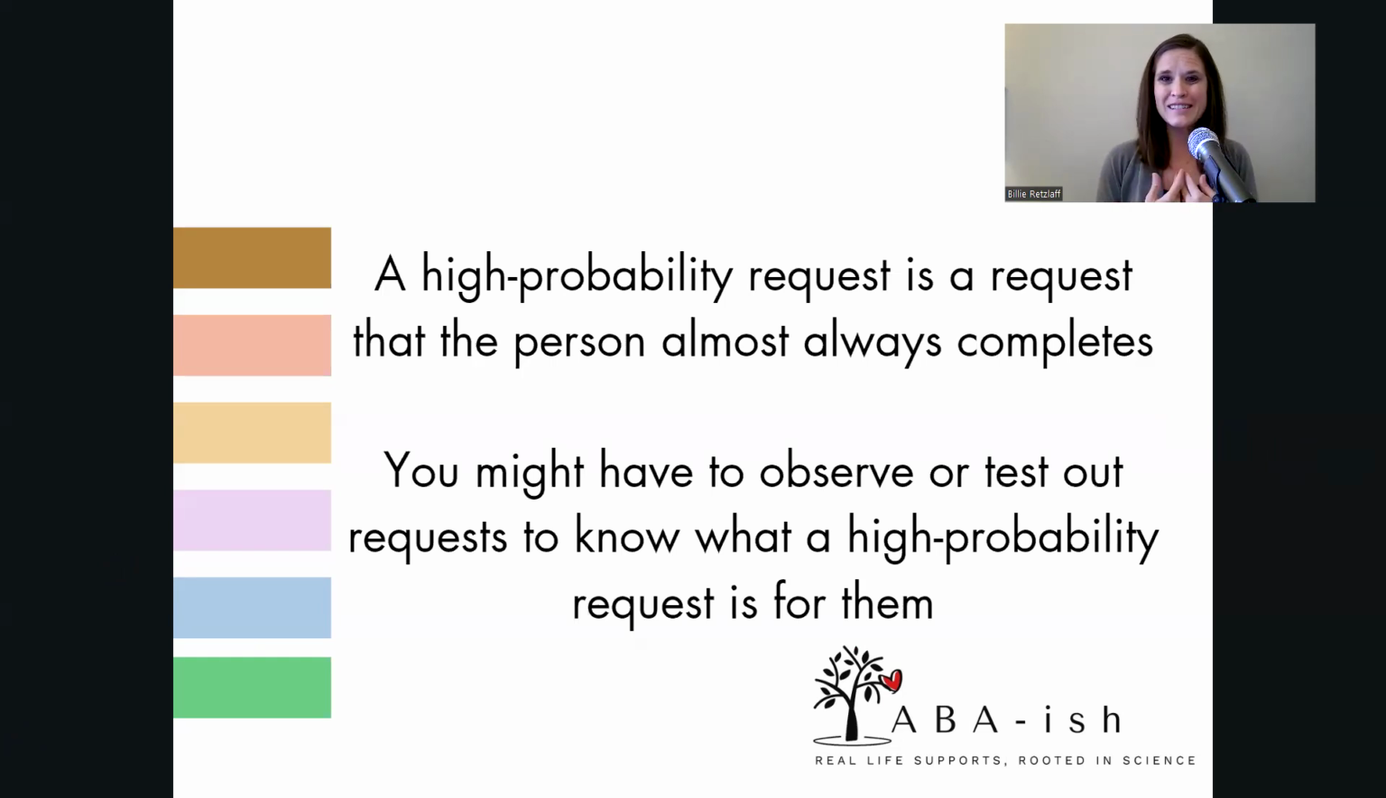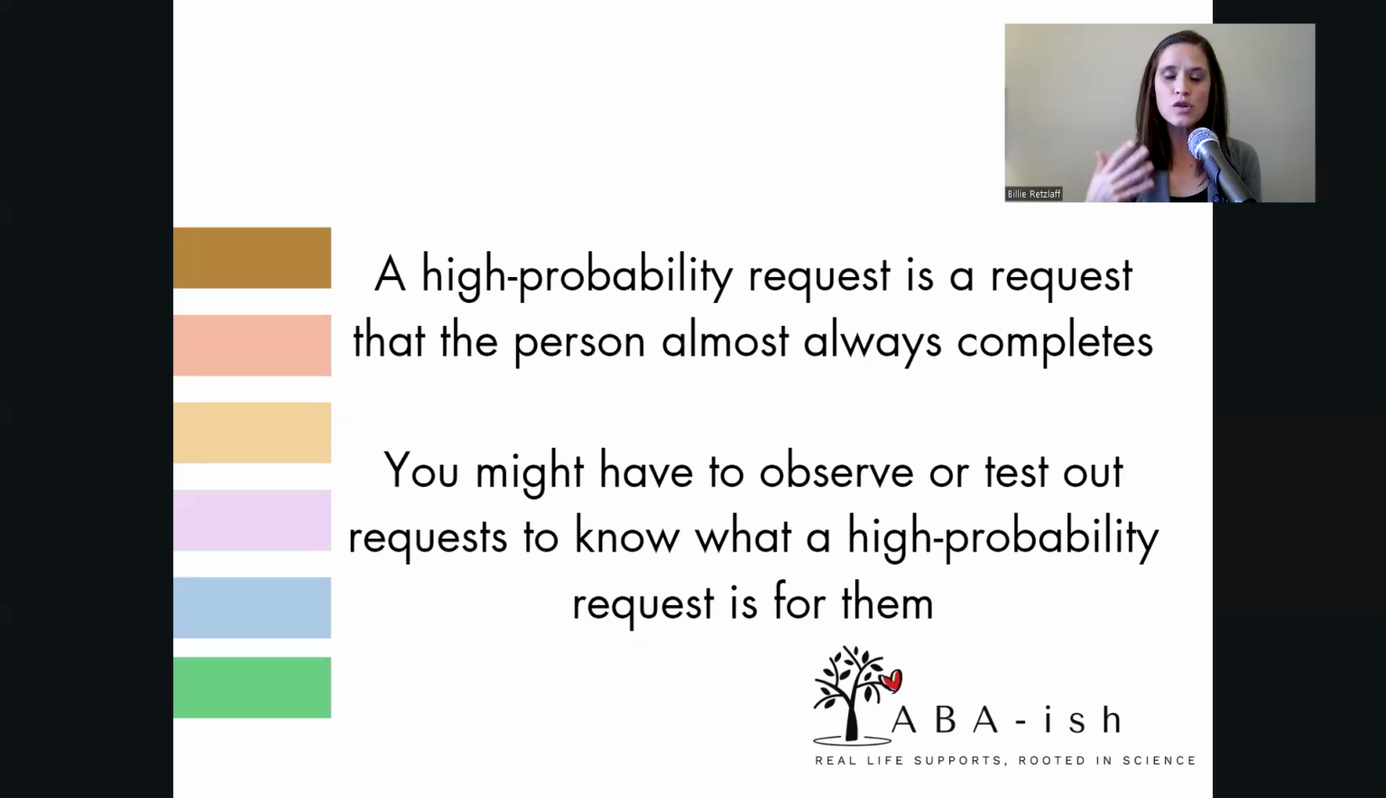So, for example, I use a lot of high probability request sequences with my own toddlers, and things that might be high probability requests for them might be something like turning on or off a light switch, giving me a high five, or helping me carry something. Those are requests that even when they are really dysregulated or having a difficult time, when they're maybe not complying with a lot of other things that I've asked them to do or cooperating, I see that they very often will follow those requests. Again, that's really specific to my children and things that I've seen them do.